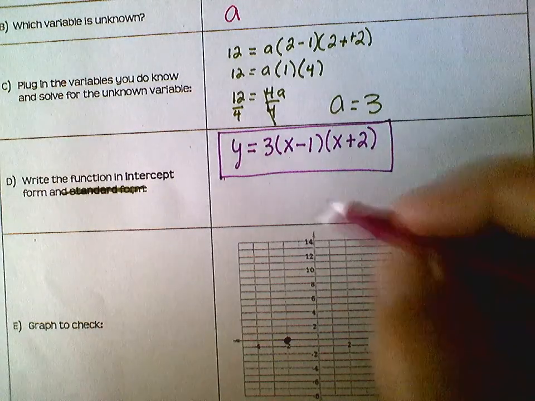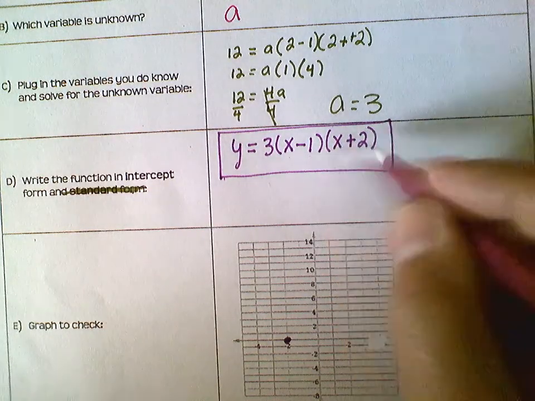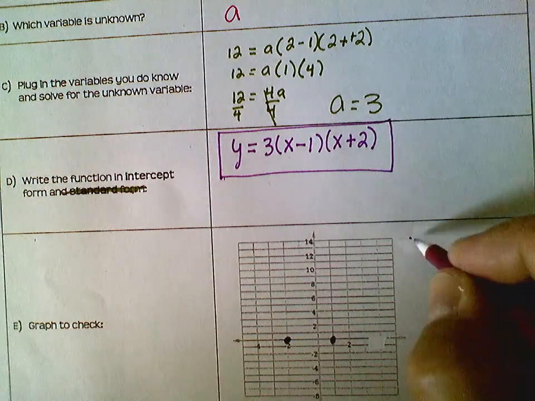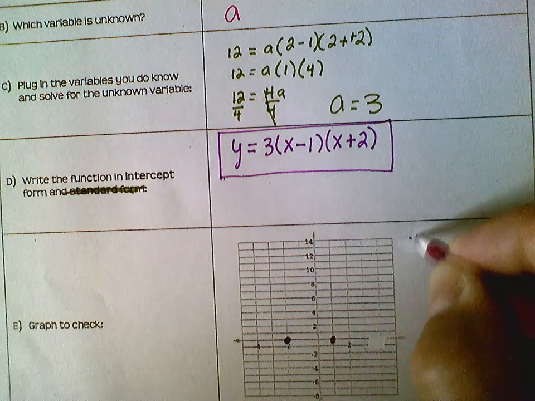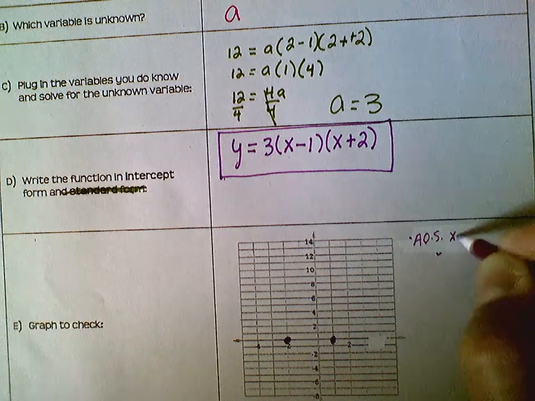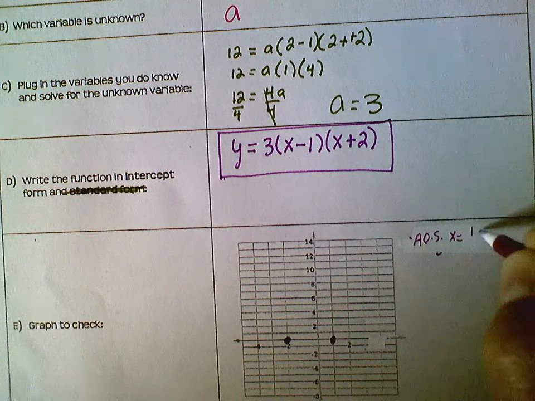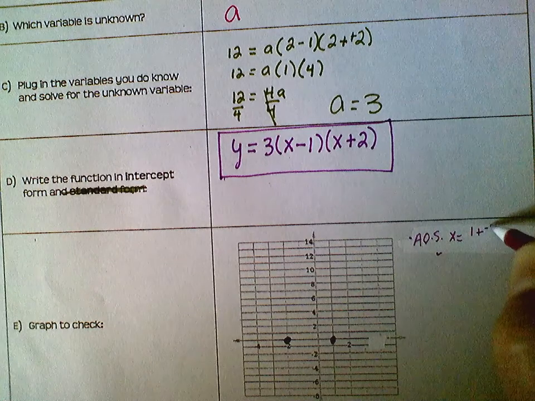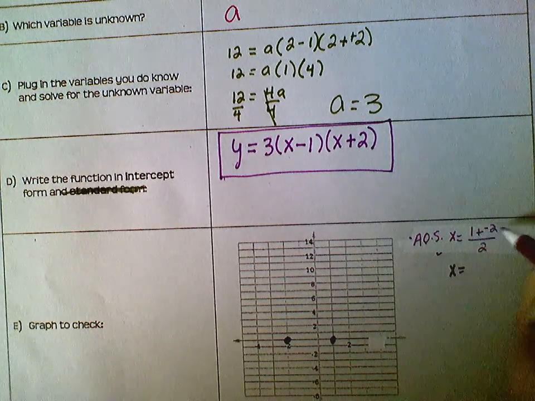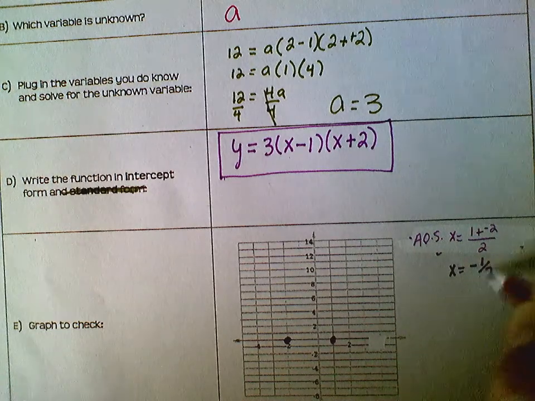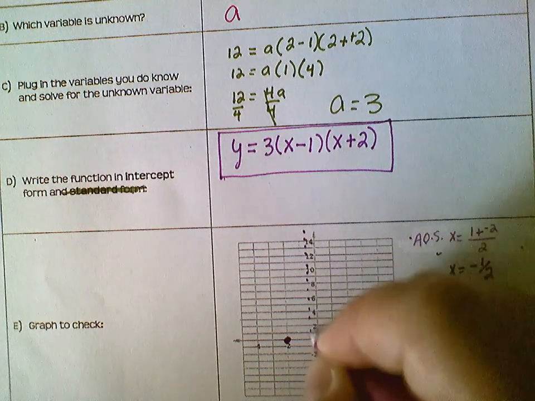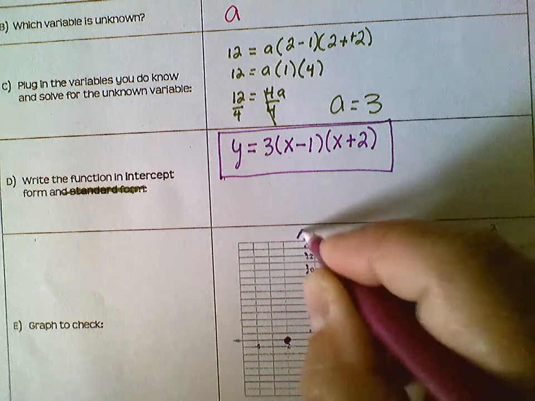Okay, so I have x-intercepts at 1 and negative 2. And then I can use those intercepts to find my axis of symmetry. So x equals (1 plus negative 2) divided by 2. So 1 minus 2 is negative 1, over 2, so negative 1/2. All right, so I'm going to negative 1/2 to draw my axis of symmetry.